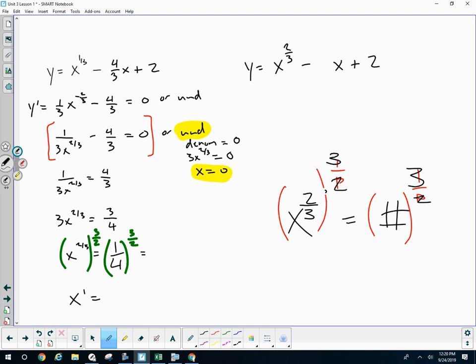Now, question becomes, what is 1/4 to the 3/2? We know that we can write 3/2 as 1/2 cubed. The square root of 1/4 is 1/2. 1/2 cubed is 1/8. There's my answer.